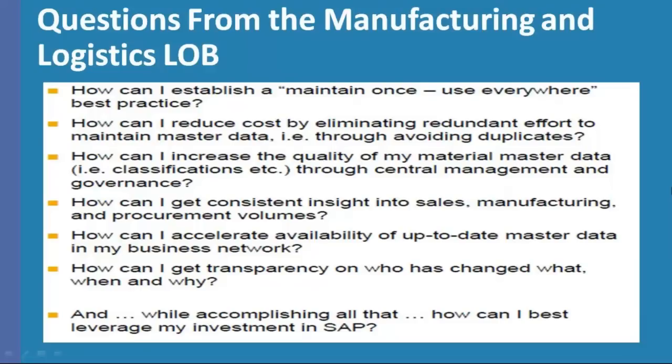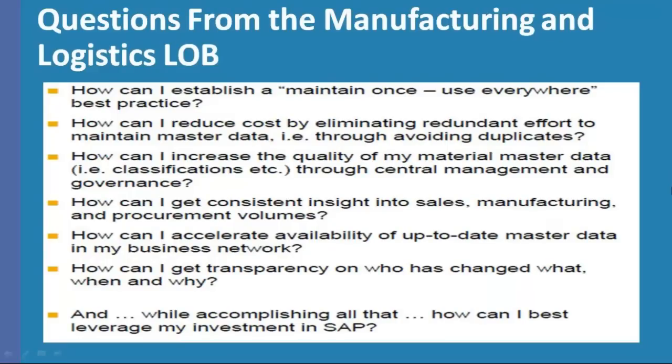Secondly, how can I reduce cost by eliminating redundant effort to maintain master data through avoiding duplicates? Because in any master data, you will find that there are a lot of duplicate records. So how to deal with those duplicate records? The simple answer is that we can have duplicate records, but by using the MDG search and duplicate check scenario, we can reduce the number of duplicate records based on various combinations and various logic.